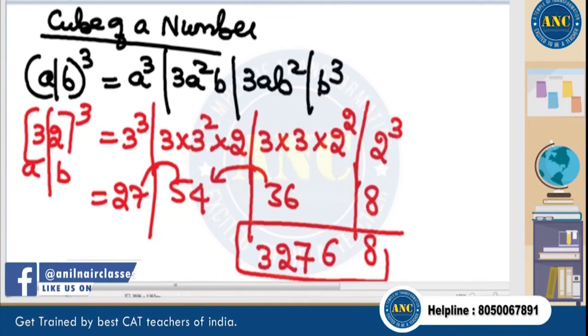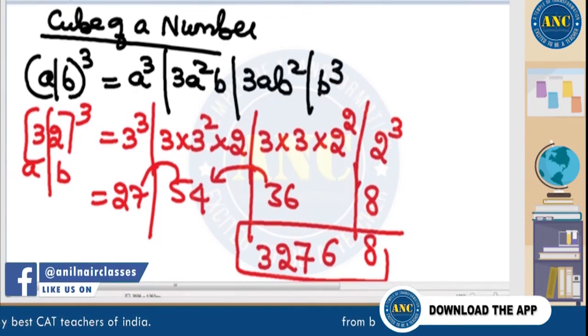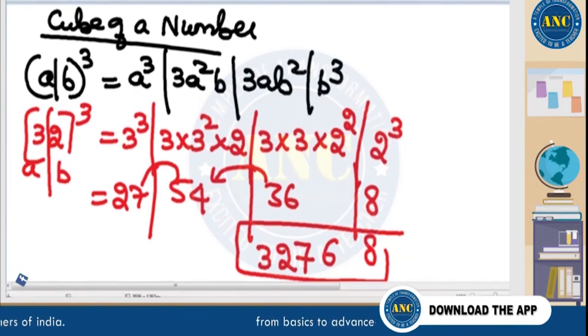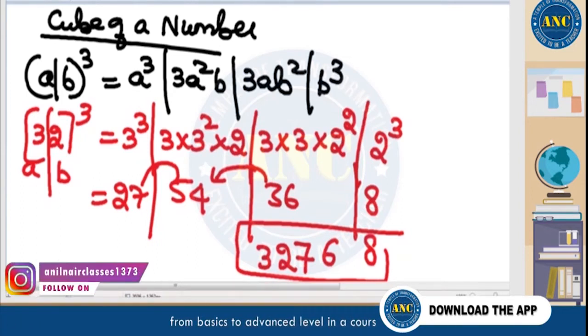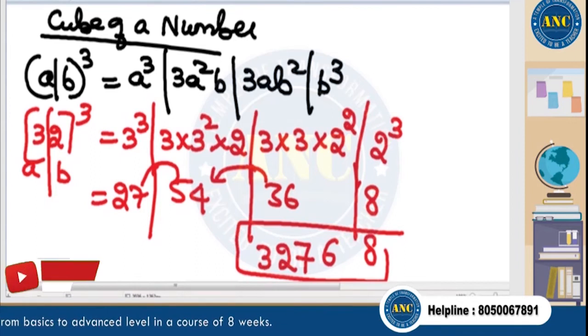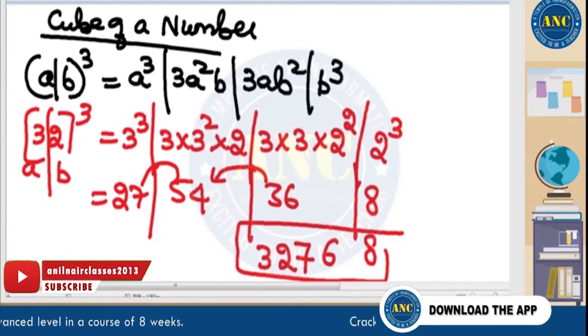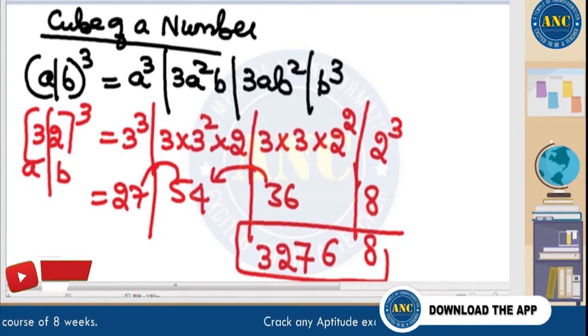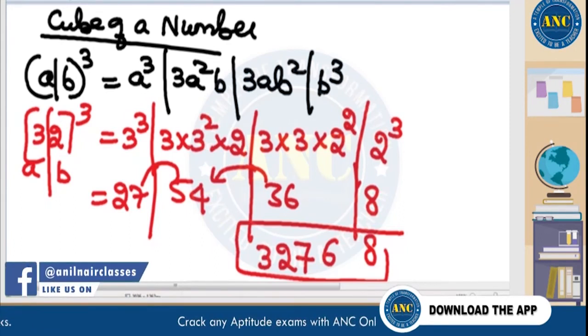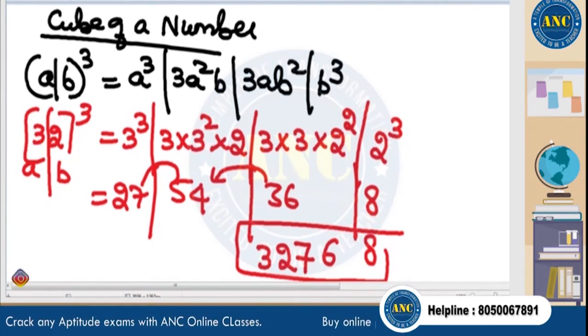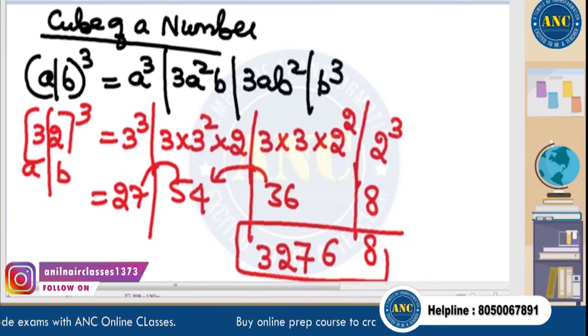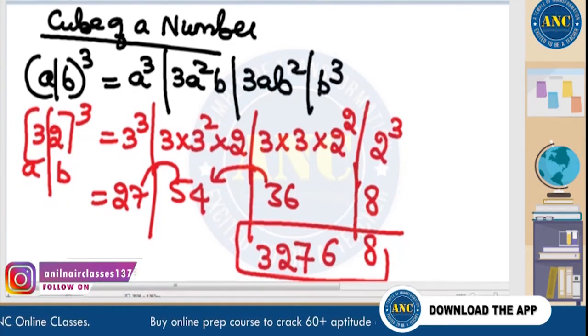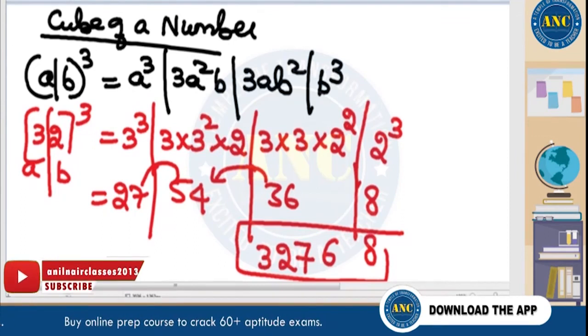A plus b whole cube. A is 3, b is 2. A cube, 3a square b, 3ab square, b cube. Write down the unit digit 8. Write down the unit digit 6. 3 carried. 54 plus 3, 57. 7. 5 carried. What is 27 plus 5? 32. I hope it is clear.